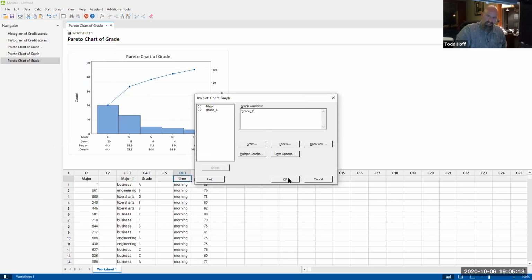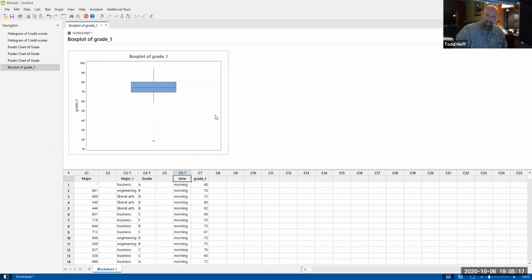I'm okay with just the standard here, so we're just going to hit OK. And there it is. If I want to, I can point at the box. It's going to tell me my quartiles, my median, my IQR. My whiskers here go to 58 and 94. This stops at 58. This data point's obviously below that. The star here is an outlier. It says 18 is its value.